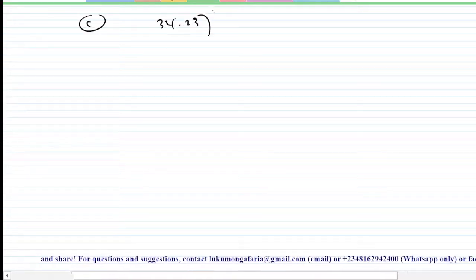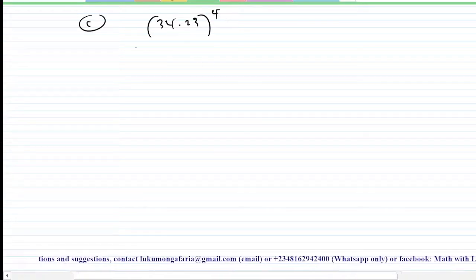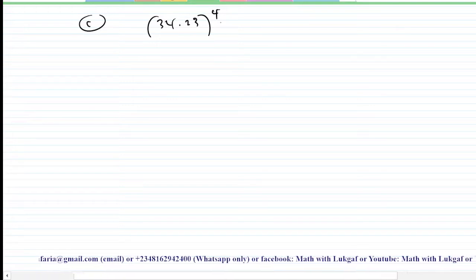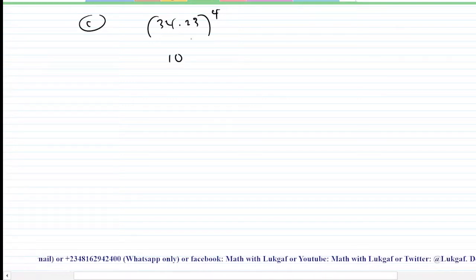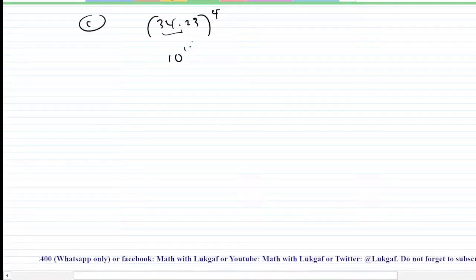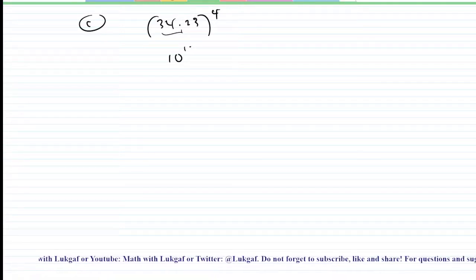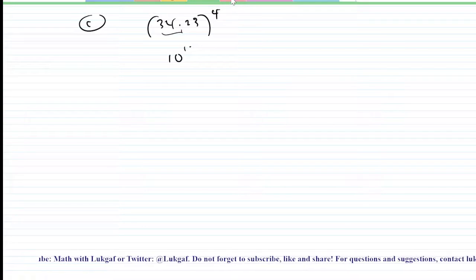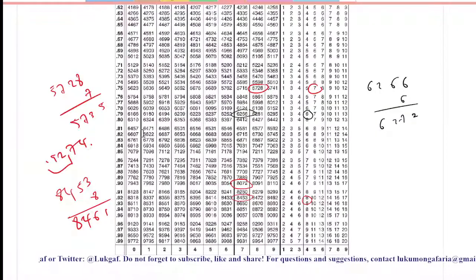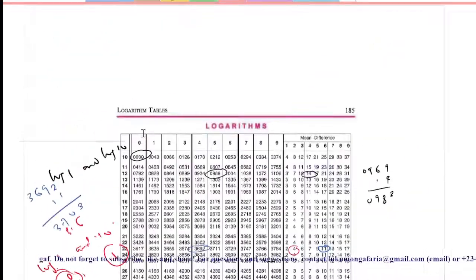We have 4.23 raised to power 4. So that is not difficult. If you take the logarithm of this, that's 10 raised to power... Your characteristics part will be what? Will be 1, right? Since we have 2 digits, just subtract 1 from it. Then you now check 34 under 2 difference 3, 34 under 2 difference 3, on your logarithm table.